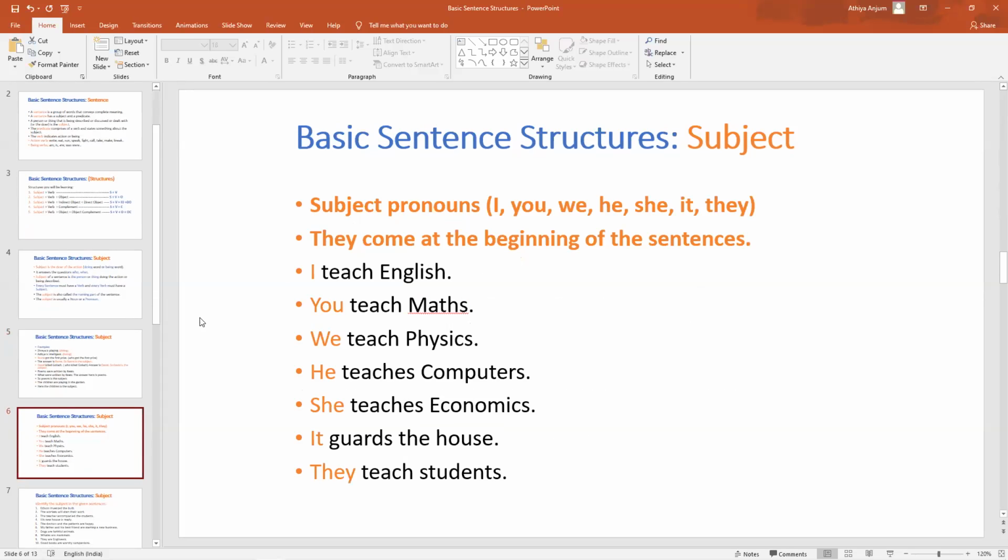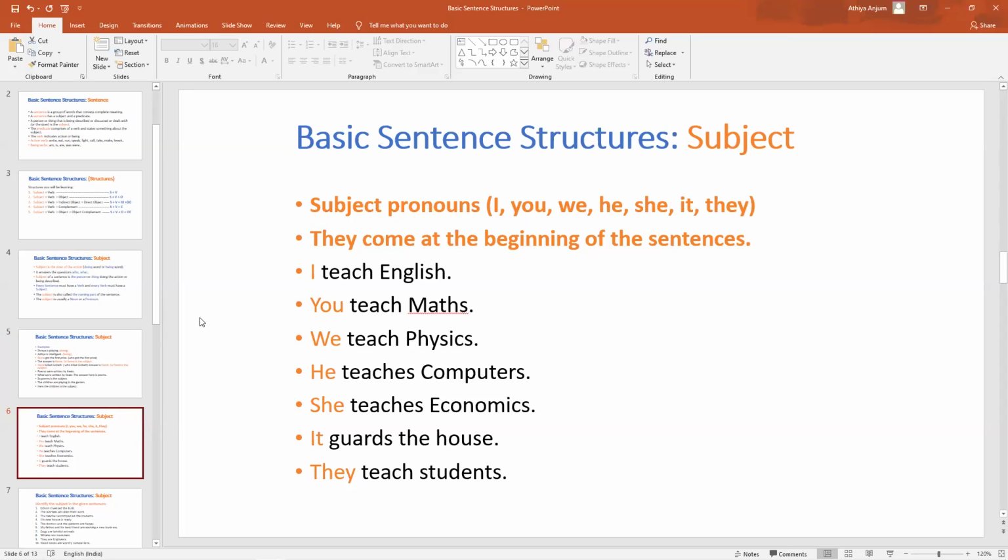Then the next one, you also have pronouns which are used as a subject. The pronouns I, you, we, he, she, it, and they. These are the pronouns. And you might have noticed these pronouns frequently come before the verb or at the beginning of the sentence. You can see these examples now.